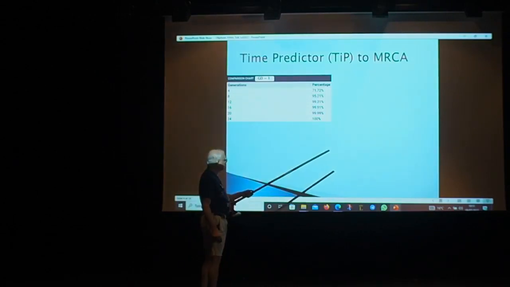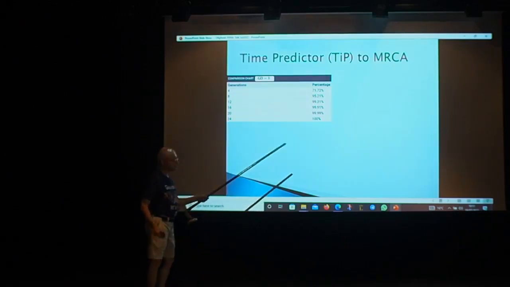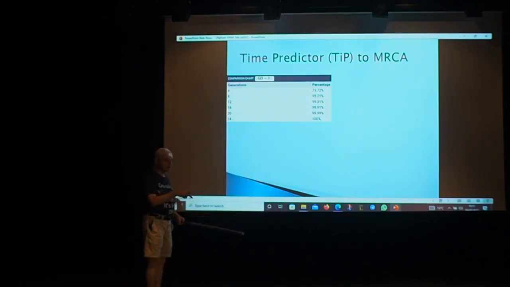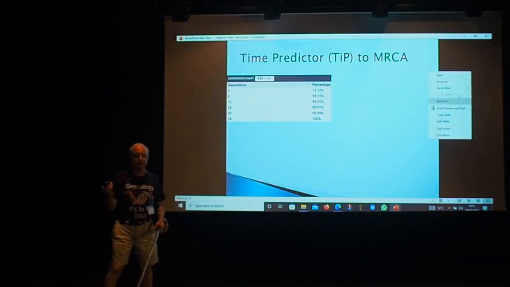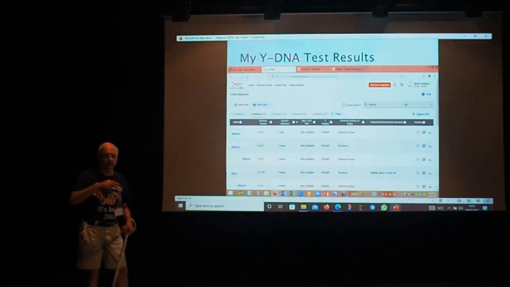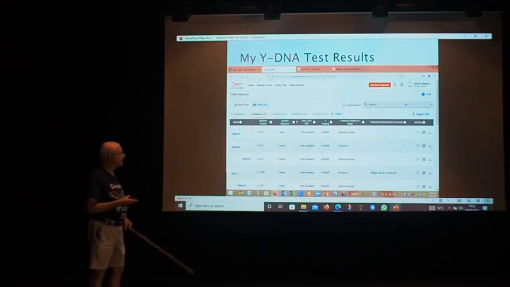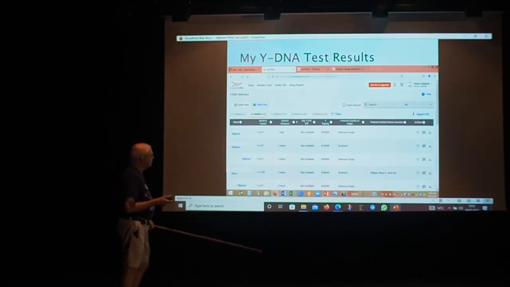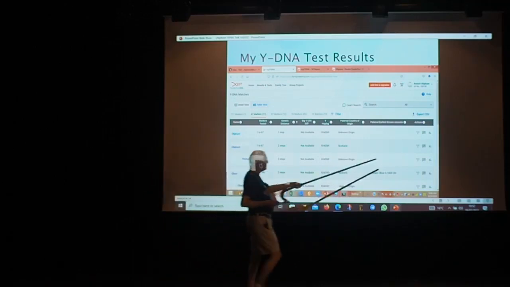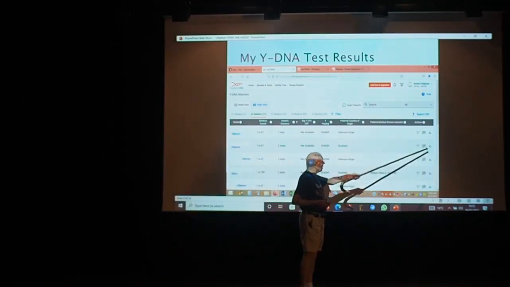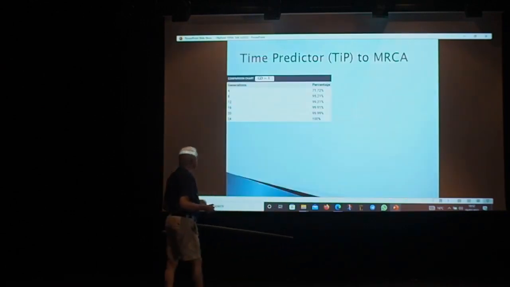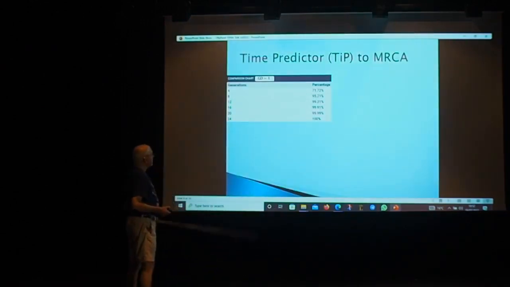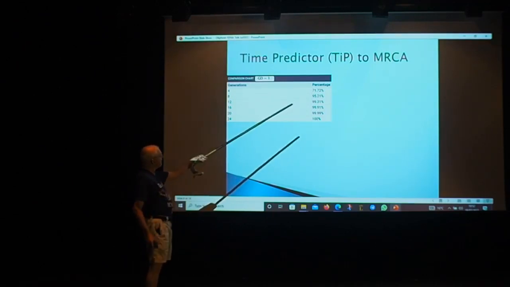At the far side, it indicated some icons that you can choose. You can put up a family tree, and if you do a Y-DNA test, it's important to put up your Oliphant family tree going back in time. You can leave a note for somebody, and this last one is called a time predictor.